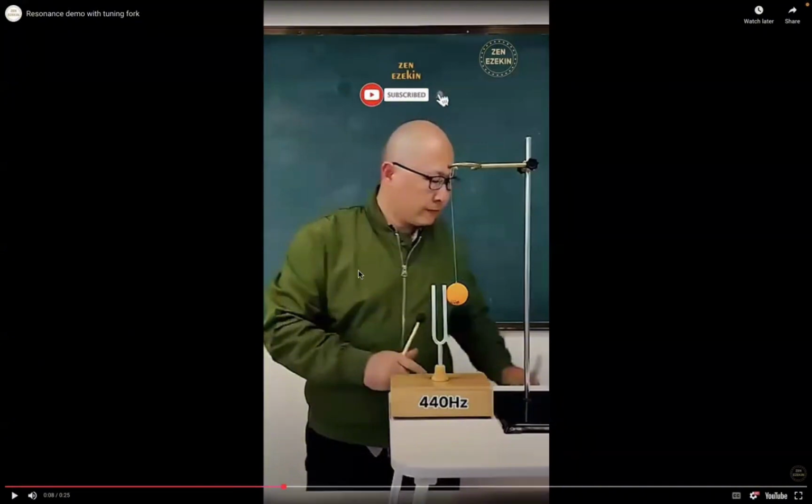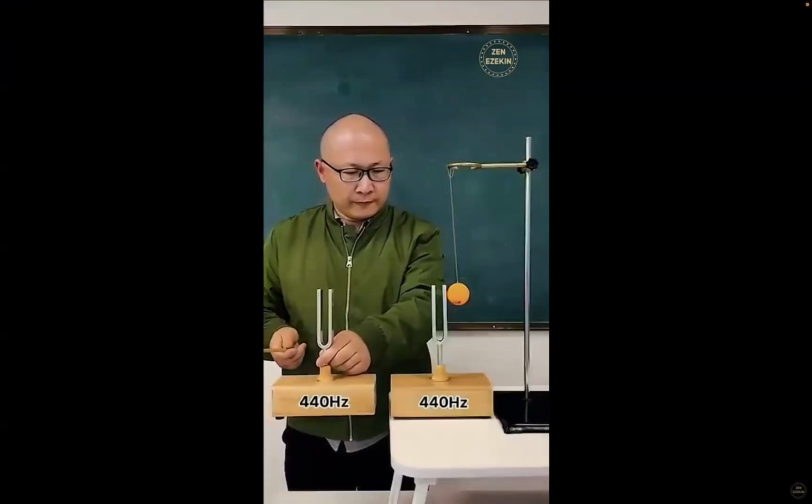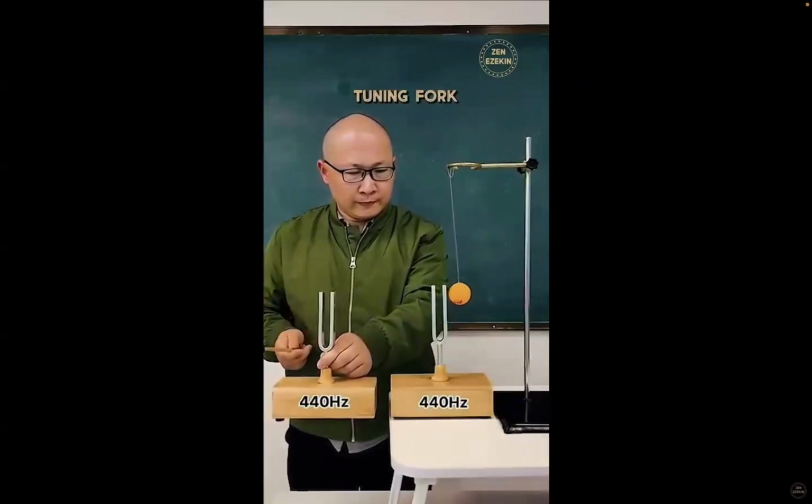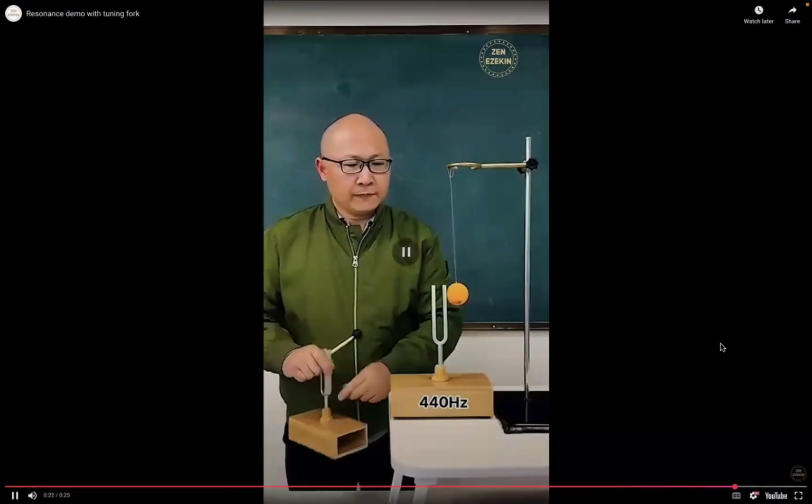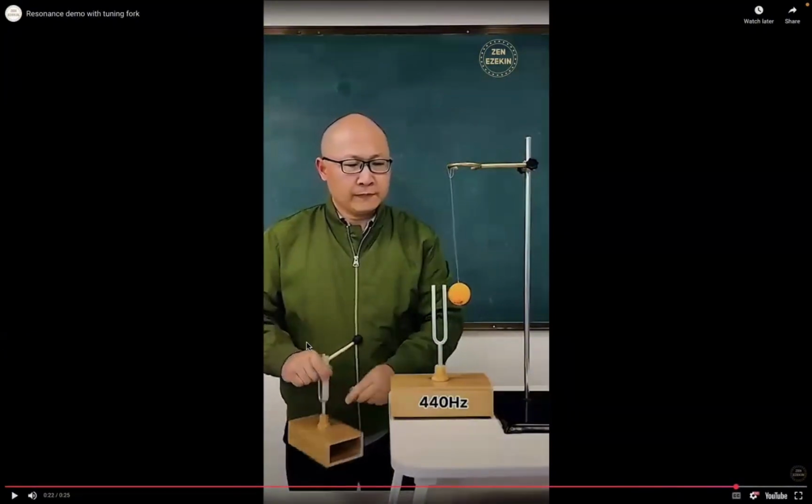So here we could see that that 512 hertz tuning fork did not make the 440 hertz tuning fork vibrate when he hit it, and therefore the ping pong ball did not move. So let's see what he does with a 440 hertz tuning fork. So here we can see that when he used a 440 hertz tuning fork and hit it, it made the other 440 hertz tuning fork vibrate as well. And this ping pong ball started moving because of that movement.